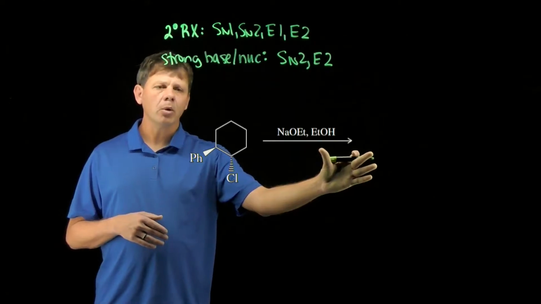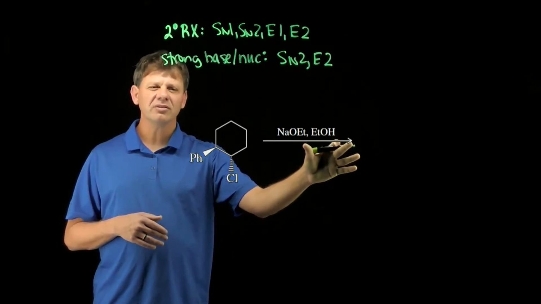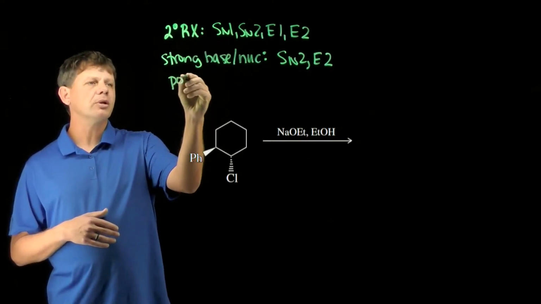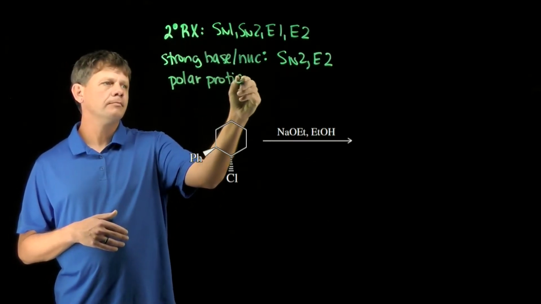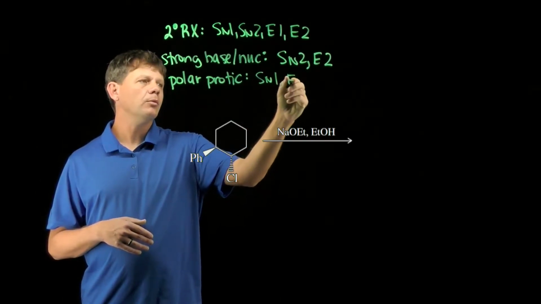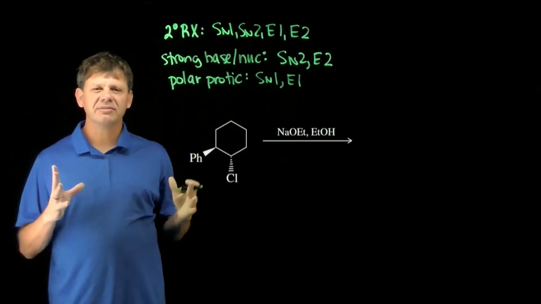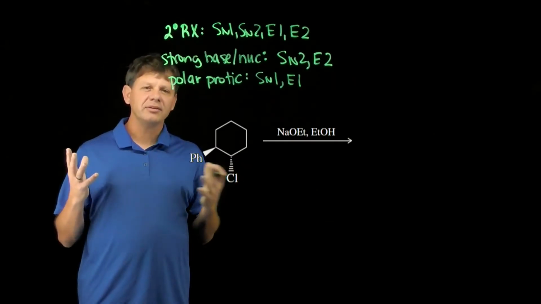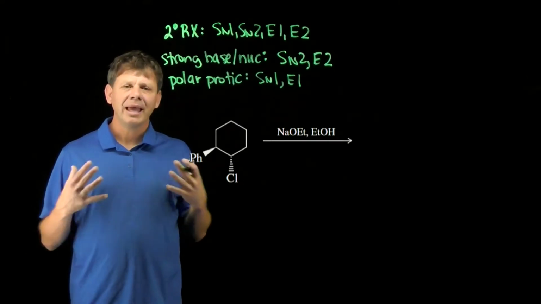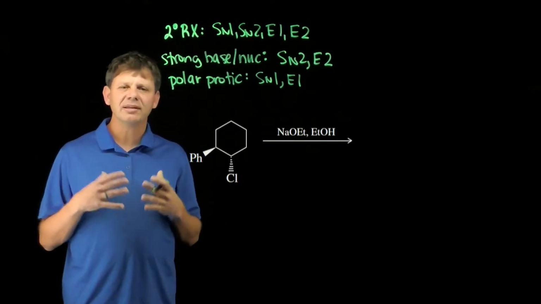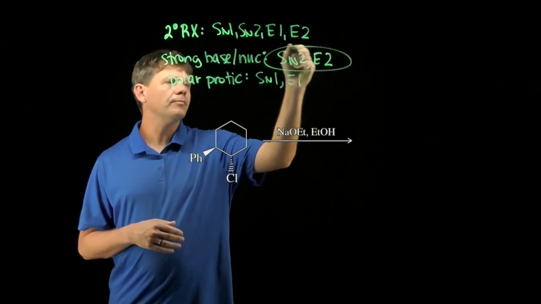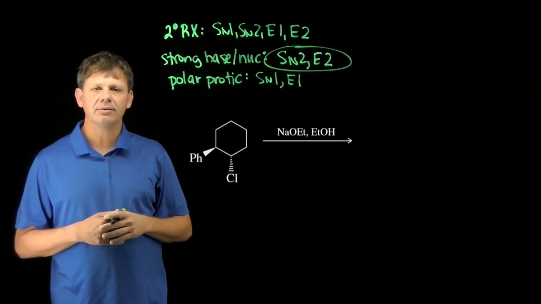Our ethanol is the polar protic solvent, most likely used as the solvent here because of the way we make sodium ethoxide. But as a polar protic solvent, we might expect a reaction to be SN1 or E1. Now, when we have a mixed bag of votes like this, the decision really comes down to the strength of the base/nucleophile and the idea that as a strong base, it's not going to wait around for a carbocation to form. So we're really looking here at SN2 or E2.